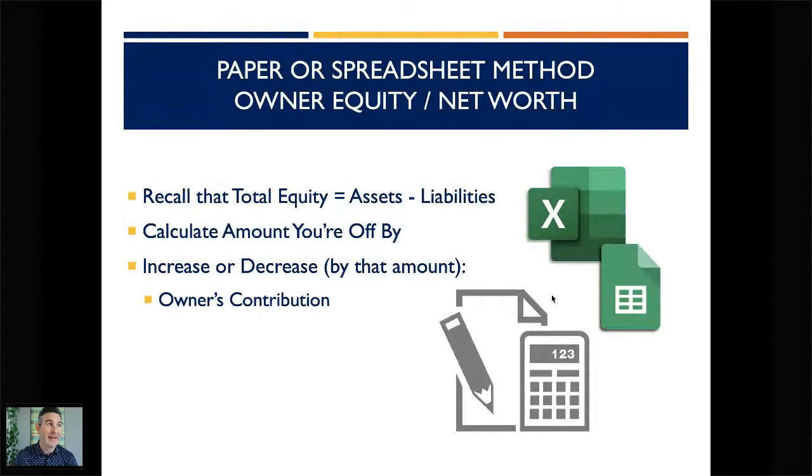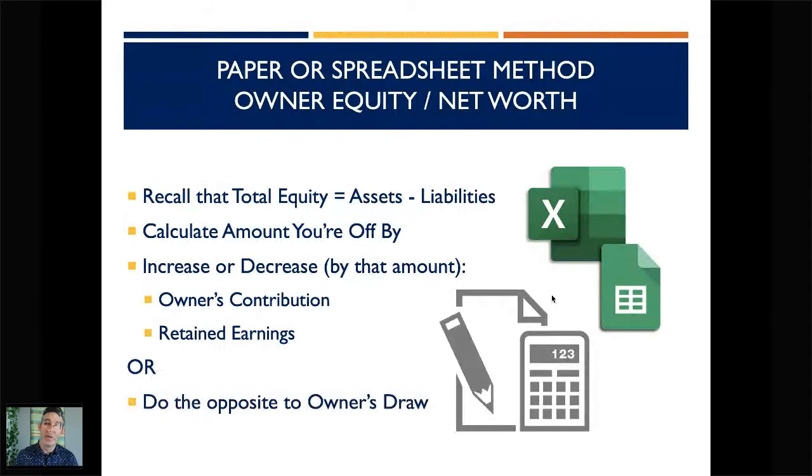Maybe there's more assets that you contributed to the business or cash that you didn't realize. So think back on that. Or maybe you earned more money than you thought, or less. So you might have to increase or decrease these numbers to get yourself back in balance. Or you would do the opposite to the owner's draw. So maybe you actually took more money out of the business than you thought. So I'll give you an example.